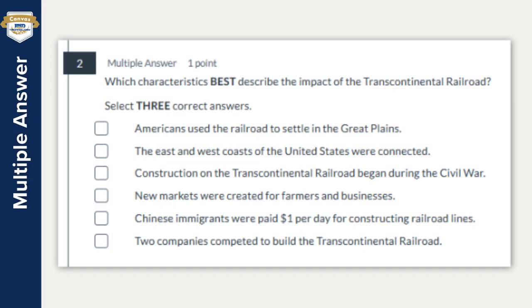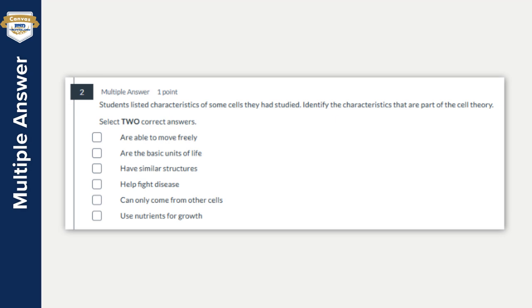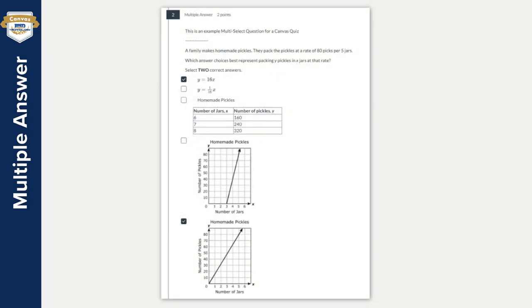A multiple answer question is similar to a multiple choice question, but it requires students to identify multiple correct answers for a given question. These questions are a great way for students to show that they fully understand the conditions under which a situation may be true. These types of questions also require students to consider all of the answer choices instead of finding just one answer choice before moving on.